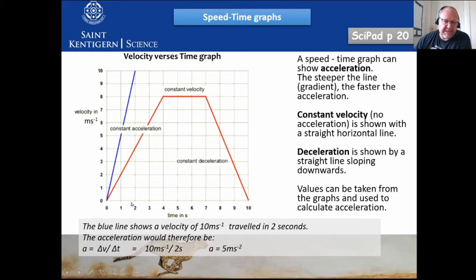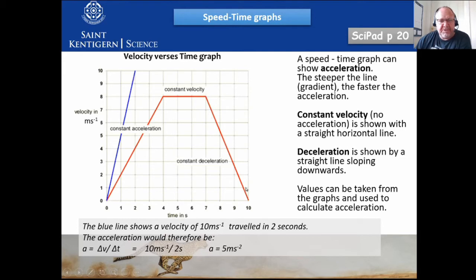Okay, in the red line we can do the same thing. So let's say we go from 0 up to 8, and that took us 4 seconds. So we will have a change of velocity, which is 8 in this case, and a 4 at the bottom because it took us 4 seconds. So 8 divided by 4, the rise over the run, is going to give us 2 meters a second squared for that one. Now when you have a straight line, your velocity changes at a constant rate. So we call that constant acceleration. Whenever there's a straight line up, it's constant acceleration.